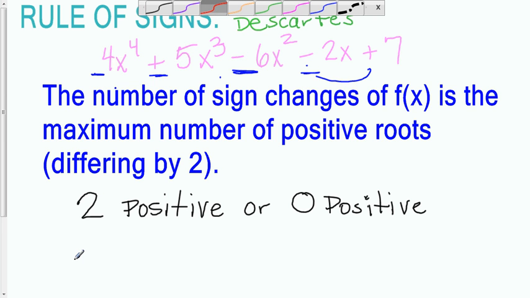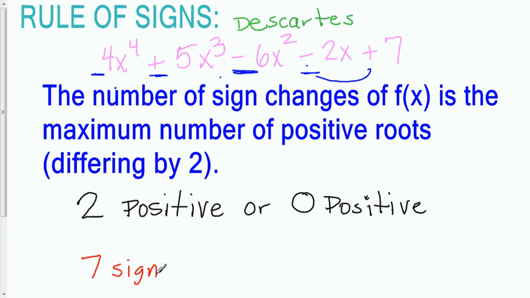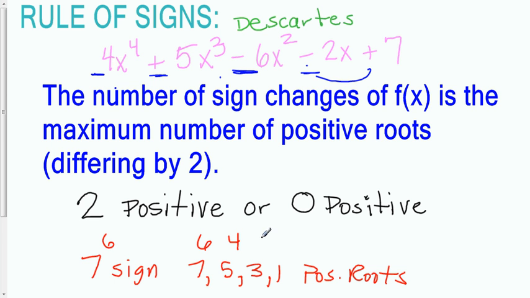So let's say we had something that had, say, 7 sign changes through the polynomial function. Then that means there could be 7, 5, 3, or 1 positive root. If you had something with 6 sign changes, then it would be 6, 4, 2, or 0 positive roots.